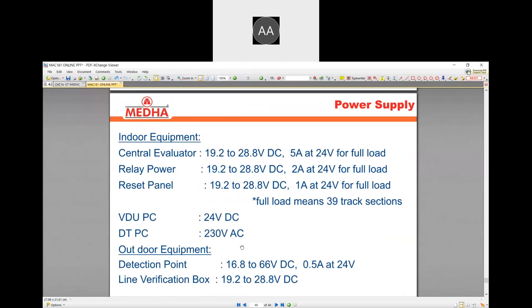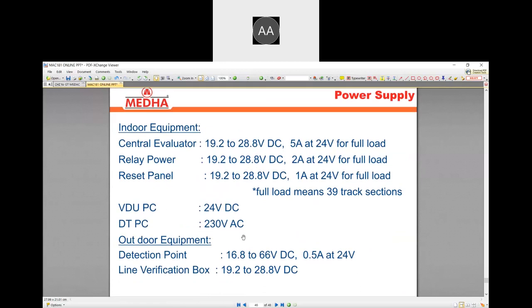And next is about the power supply. The working input to the system is 24 volt DC, and these are the different ranges in which the system will work, that is 19.2 to 28 working voltage. Then the reset panel is again 19.2 to 28. For the VDU, the PC will be an embedded one, so 24 volt DC is required there. Then for the DT we can use a normal PC which works on 230 volt.